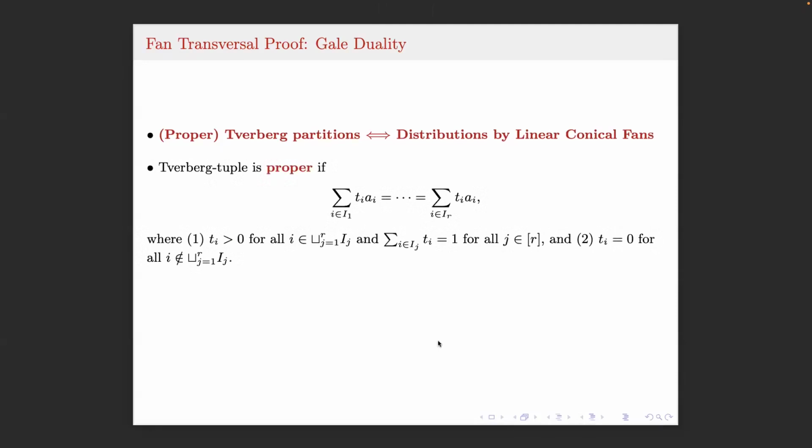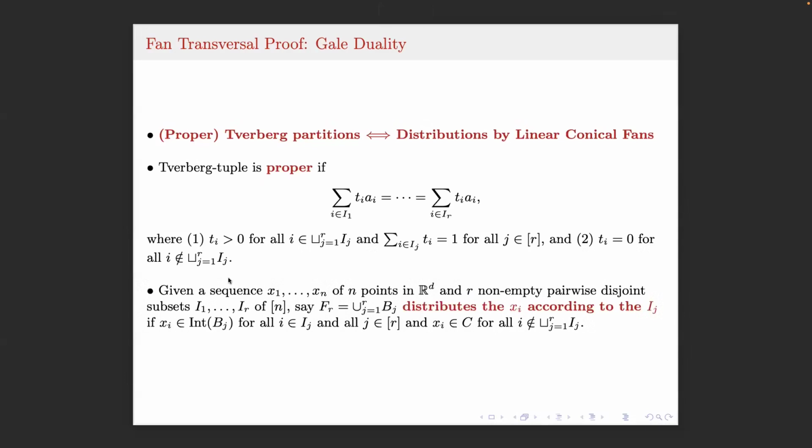Okay, so what do we mean by proper? Well, we have a Tverberg tuple. It's proper if when we look at this equality, we have number one that if you look at I sub 1, all the t_i's are positive. Likewise, I sub 2, all the t_i's are positive, and so forth. And they sum to 1. It's going to be convex. And secondly, that t_i is going to be 0 for all the a_i's that are not involved in the Tverberg partition.